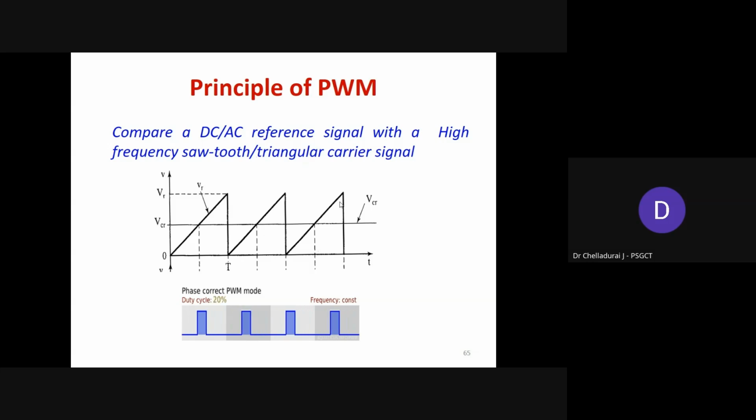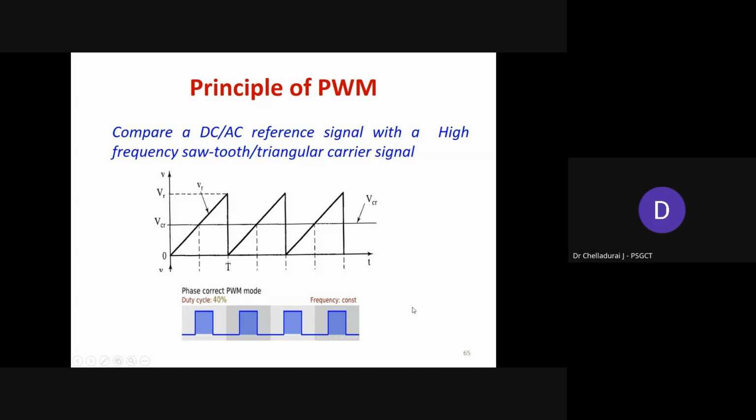In general, pulse width modulation can be achieved with the help of two different wave shapes. One is the carrier wave, and the other is the reference wave. In this representation, to understand the principle of PWM, a sawtooth waveform is considered as the carrier, and a pure DC voltage is considered as the reference voltage. By comparing these two wave shapes, the DC voltage and the triangular carrier, we can easily adjust the pulse width.